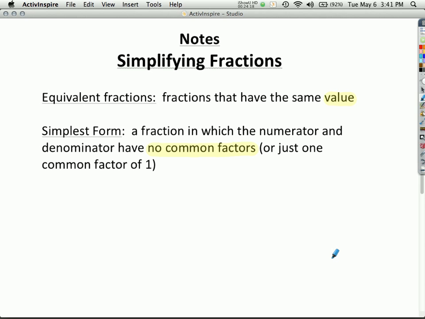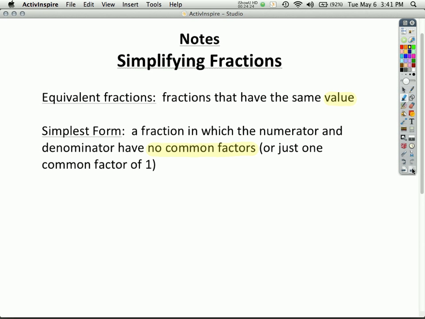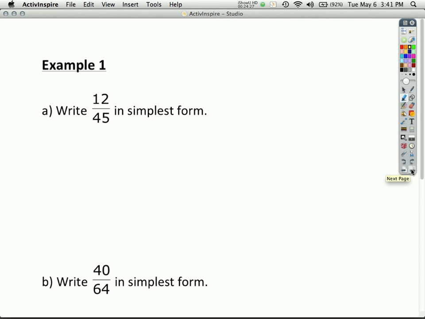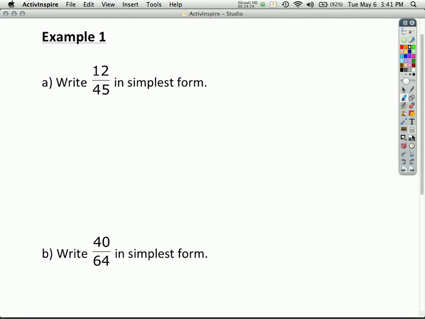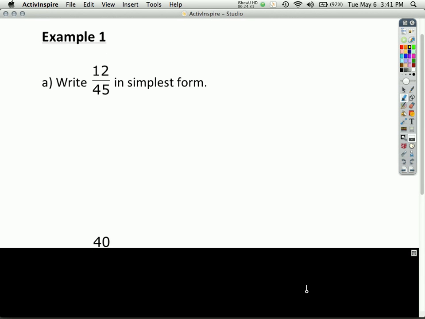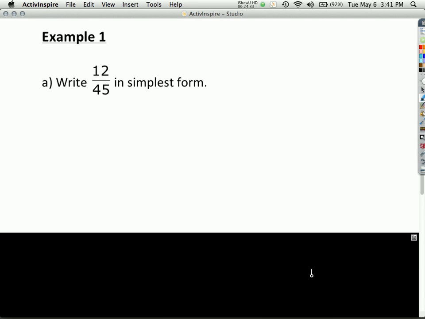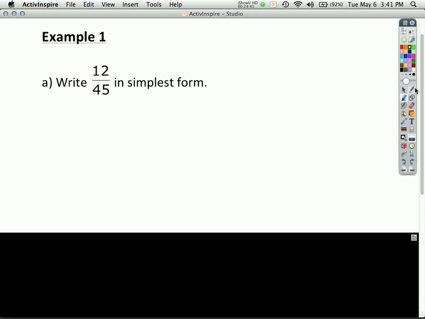All right, so let's see what we're talking about, and let's see how today's warm-up and the way I asked you to switch things up plays into it. So let's just start with basics. And again, try to stick with me through the basic stuff because you're going to see it's going to get complicated pretty quickly. So write 12/45 in simplest form.